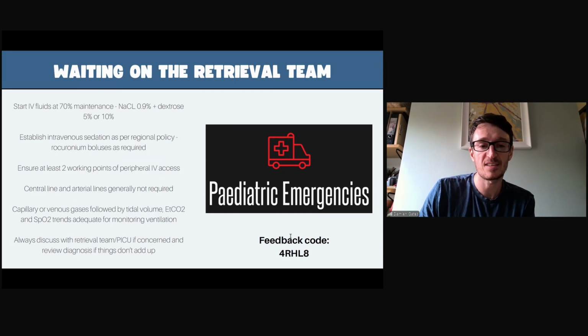Once you've got the baby established on the ventilator and tubed, you can do capillary or venous gases to see what your initial gas is, and then you can monitor them by looking at their tidal volume on the ventilator, their end tidal and their pulse oximetry trends to monitor the ventilation. You don't need to do gases very frequently if everything's stable from that perspective.